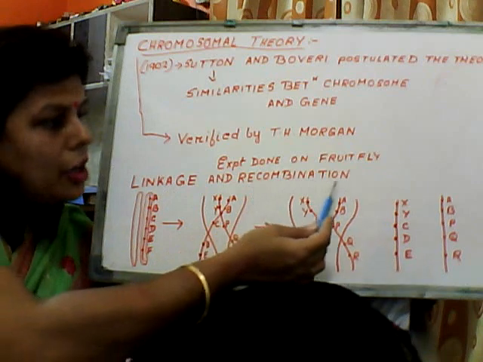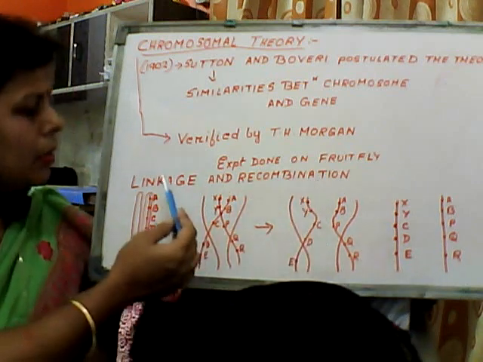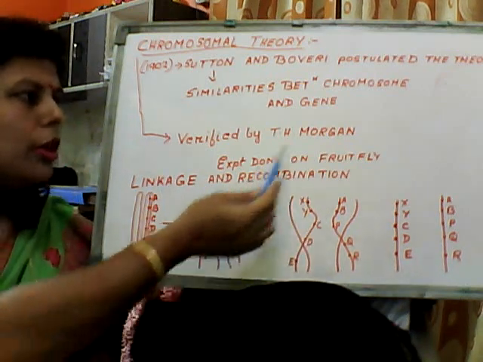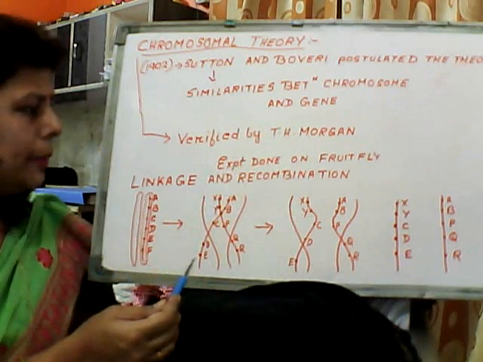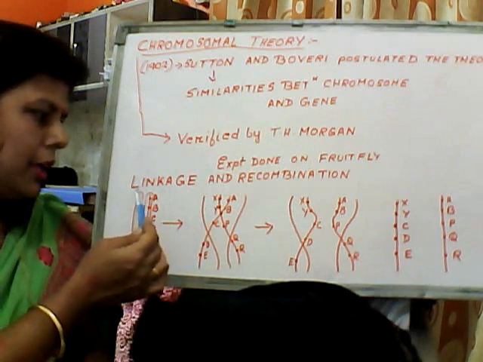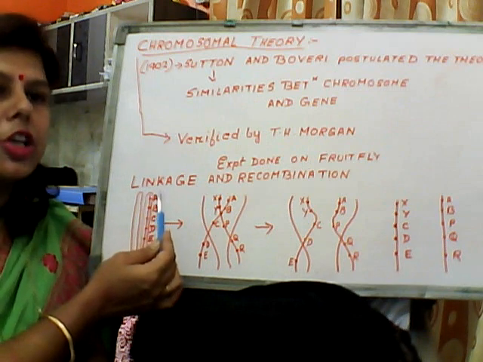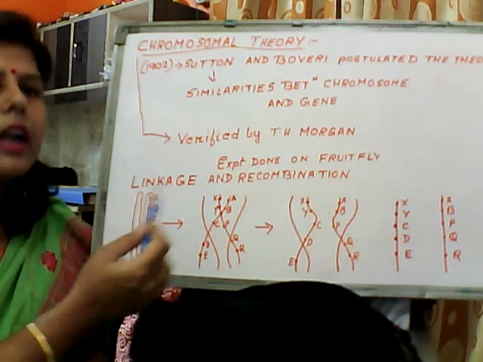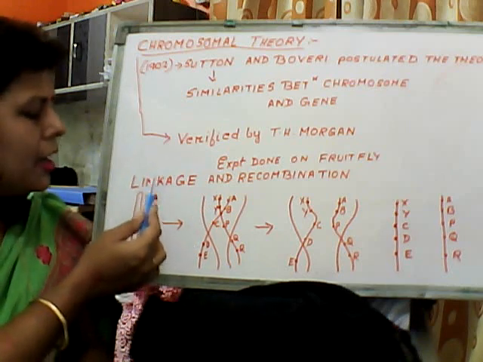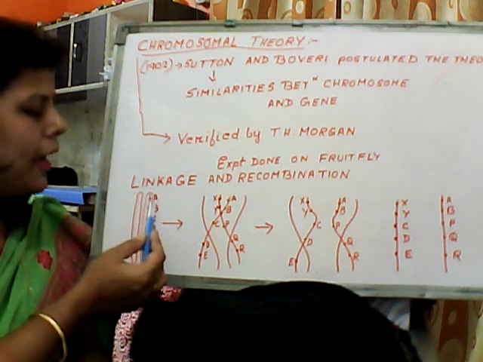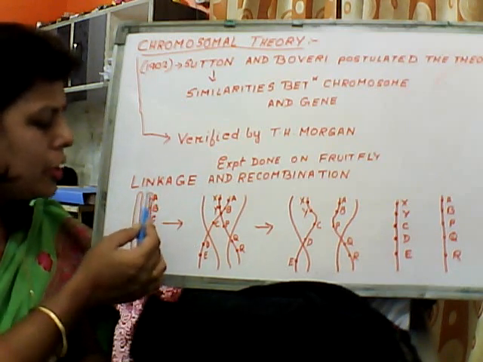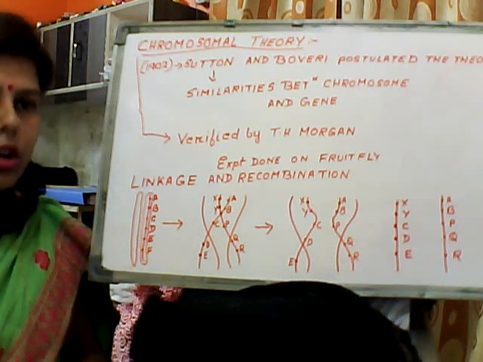Recombination you all have already studied. Now these two concepts were also given by Morgan. Now linkage, children, you all know the meaning of link. Link means the connection between one another. So the same thing here, he tried to explain with respect to the genes present in a particular chromosome.